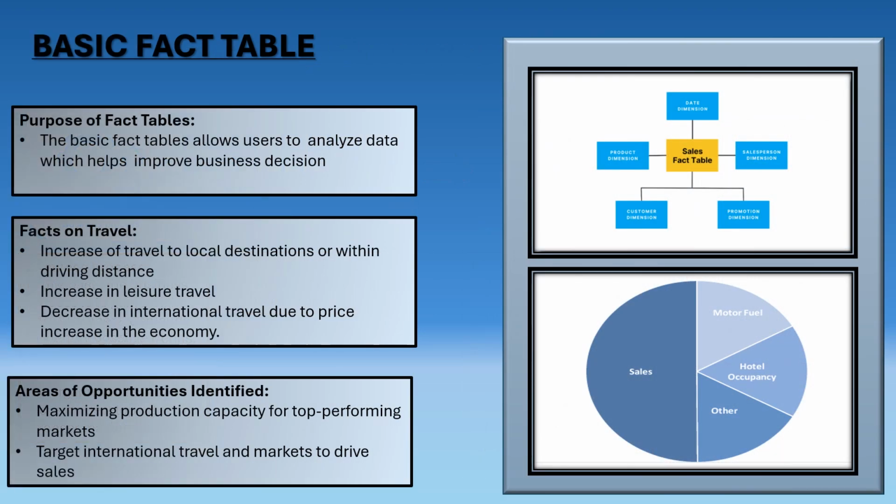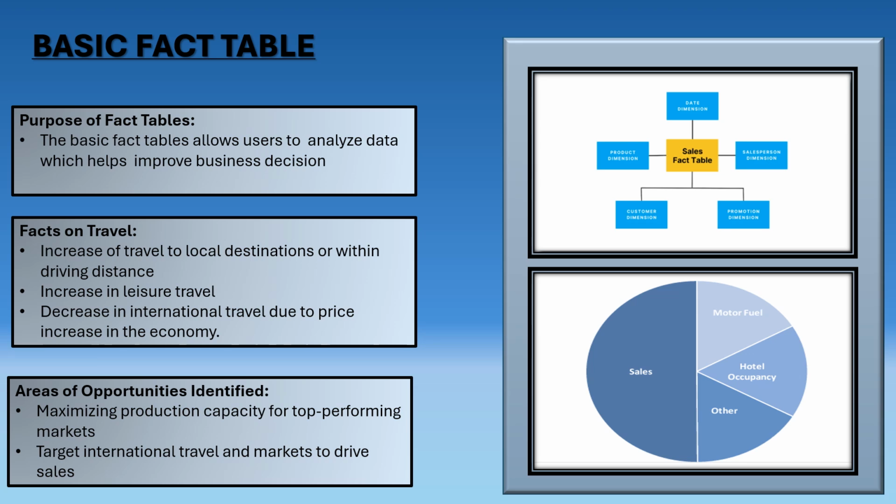The fact table collects measures produced by operational measurement events in the real world. Market research reveals there was a spike in leisure travel. There also was a spike in travel to local destinations, or destinations within driving distance. The market also saw a decrease in international travel, and this was caused by a spike in the economy.